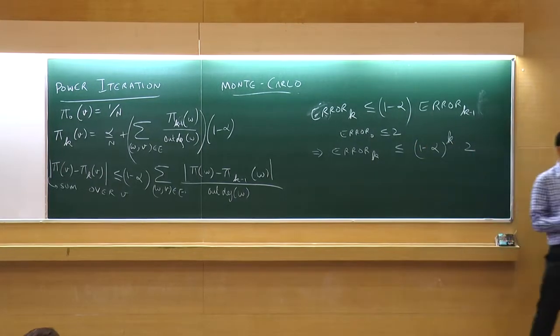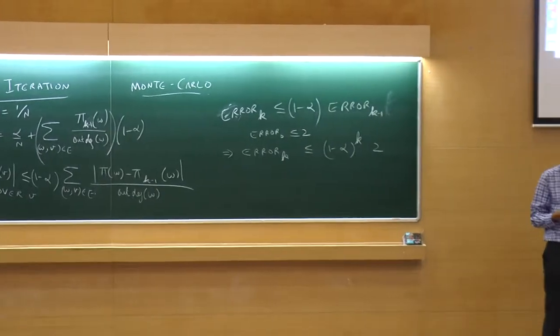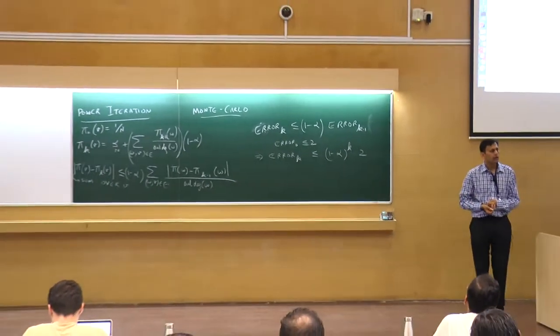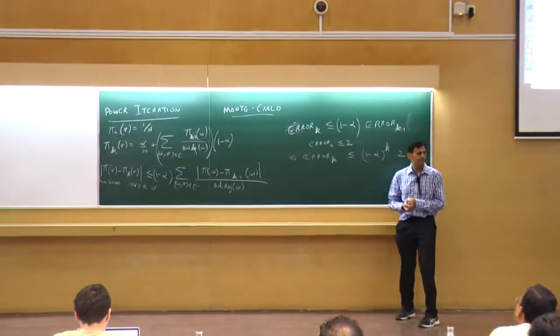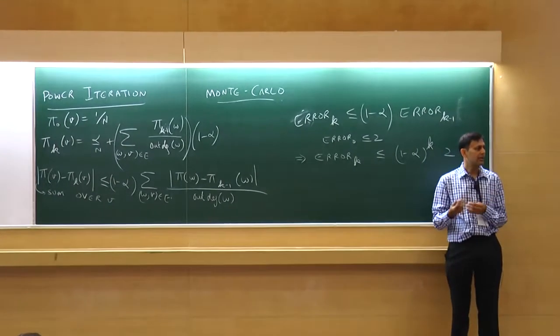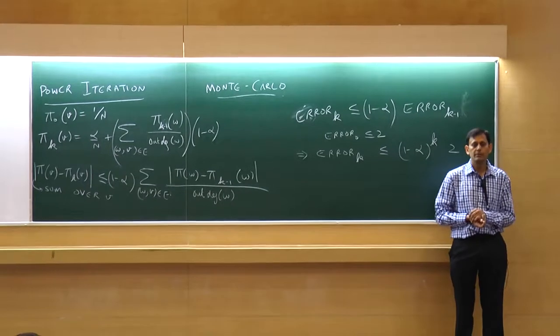Now, you would ultimately like the error to be something like epsilon over n. Okay? The average page rank is 1 over n. So ultimately you would like the error to be something like epsilon over n.